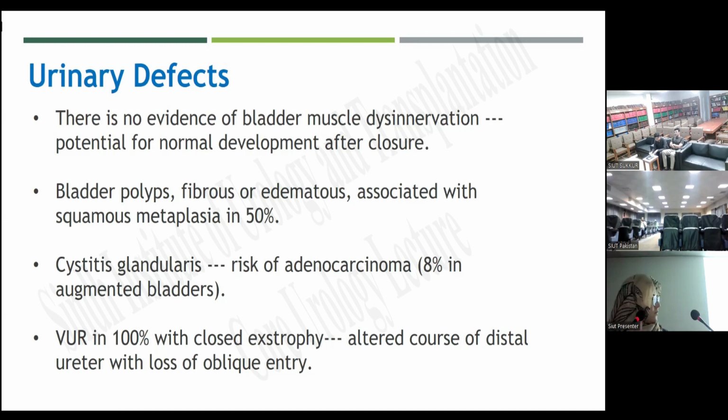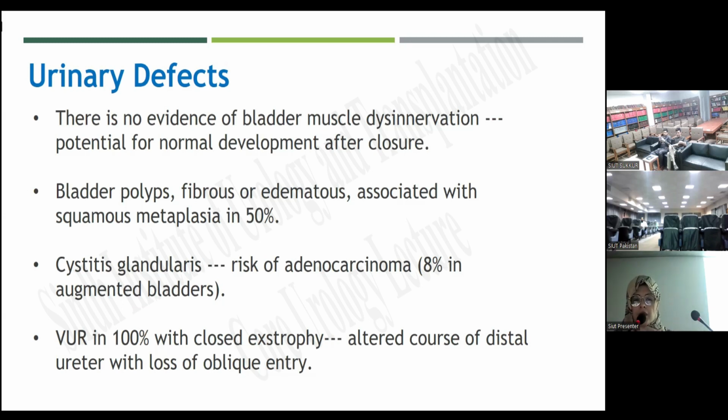Okay, can anyone tell me what is cystitis glandularis? It is basically the metaplasia of the bladder mucosa. Normally, the bladder has a transitional epithelium. In this condition, glandular metaplasia occurs, so the epithelium is replaced by glandular epithelium, which is usually due to chronic irritation and inflammation of the bladder. It can also occur in adults due to other conditions like UTI, recurrent UTI, or other irritative symptoms of the bladder. It is basically a benign condition, but there is increased risk of adenocarcinoma in this situation.